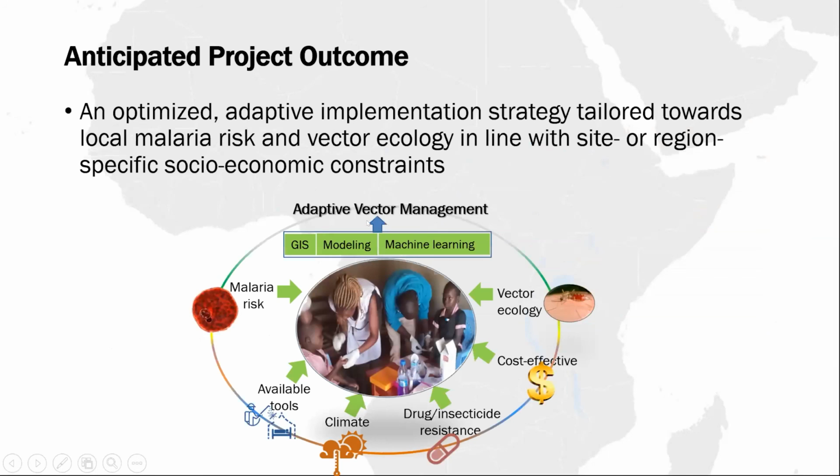So in a nutshell, what we are doing is that we are looking at malaria risks, and we are also looking at the available control tools as well as the surveillance tools, and also considering that there will be new ones that will be coming to the market, looking at the climate change and environmental modifications as having impact on transmission, and then drug and insecticide resistance, which we also know have impact on transmission, looking at the vector ecology and vector behavior, and then coming up with a cost-effective vector control intervention, but all along using GIS, modeling, and machine learning to perfect and to come up with a precise adaptive vector management strategy.